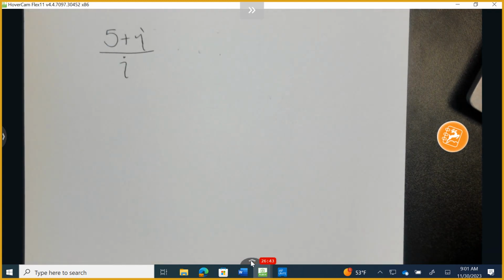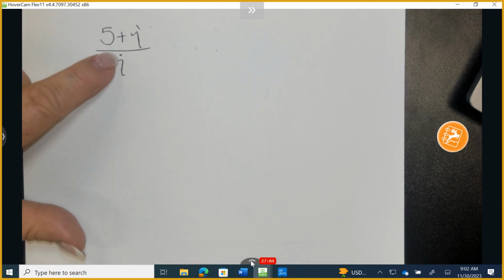So our first division problem, 5 plus i over i. Now here's what you need to learn. You need to learn that in your final answer, you can never have i in the denominator. So how do we remove i? How do we remove i from the denominator?